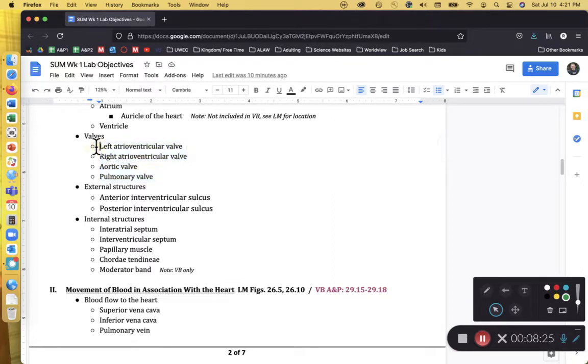We have the left atrioventricular valve and the right atrioventricular valve. And as the name implies, these valves are between the atria and the ventricles, hence atrioventricular. Then we have an aortic valve and a pulmonary valve. And these valves are going to lead to the major blood vessels, the aorta and the pulmonary trunk.